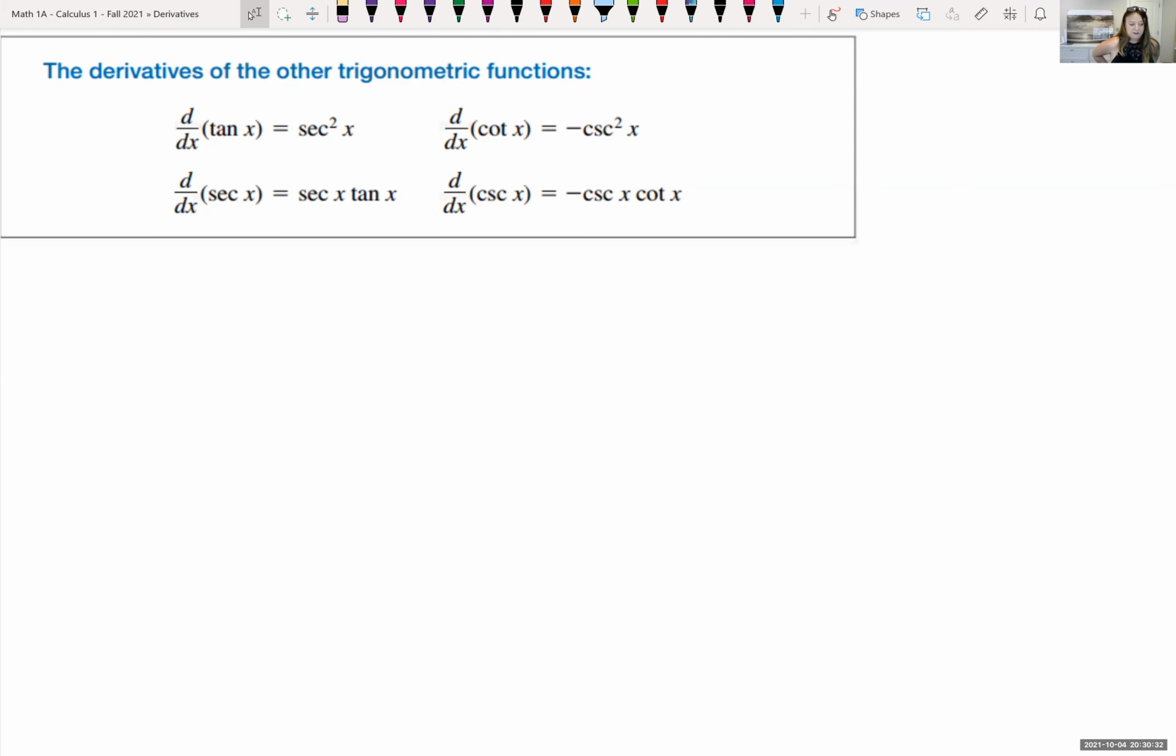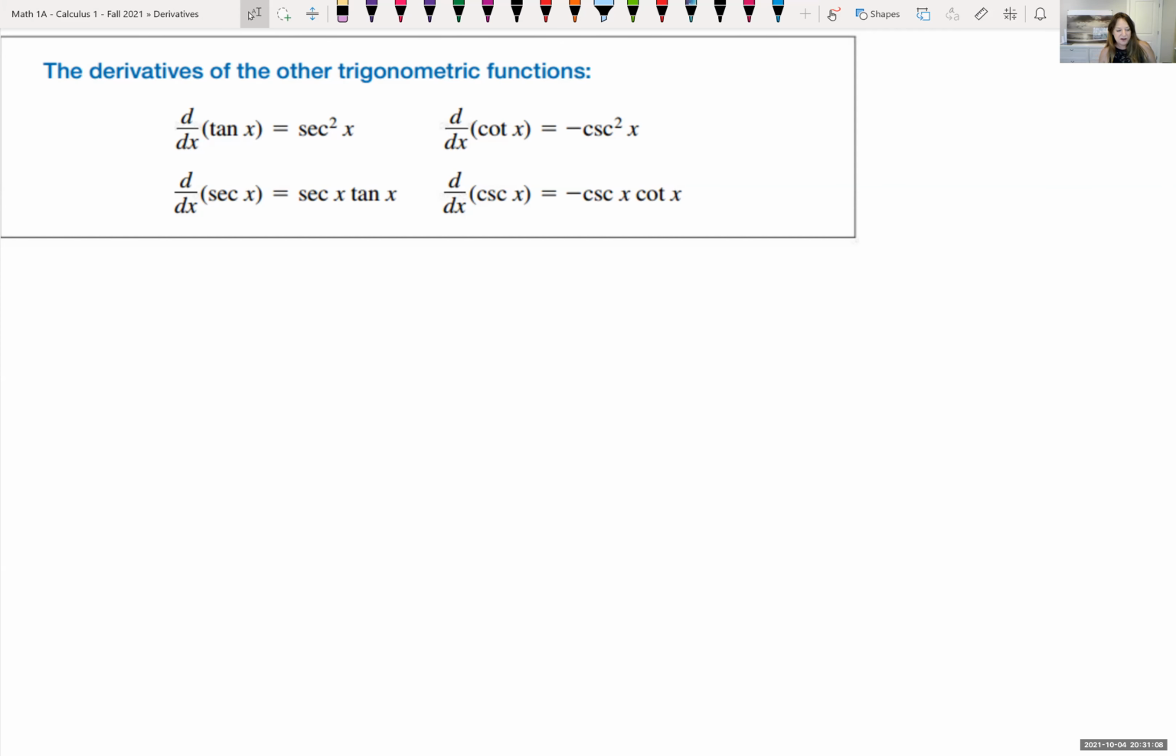Okay, so in front of you is the derivative of our other trigonometric functions. The derivative of tangent x is secant squared x. The derivative of secant x is secant x tan x. The derivative of cotangent x is negative cosecant squared x. And the derivative of cosecant x is negative cosecant x cotangent x. I don't have these memorized. I'll memorize them again soon, but I can always quickly derive them if I need to.